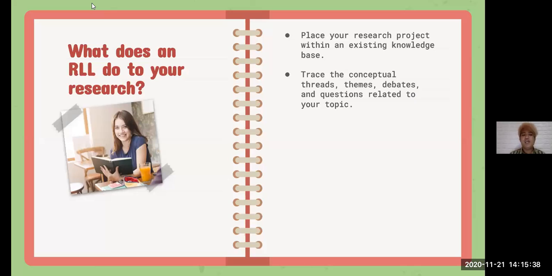Yun ang pitfall nun. If you fail to review the important literatures in your field, chances are you are blindsided. Hindi mo nakita pala yung isang research na hindi mo na binasa, hindi mo na include, ay nandun pala yung result na kapareho pala nun yung result ng paper mo. So hindi na pala bago yung paper mo.